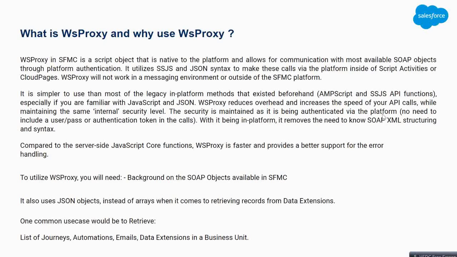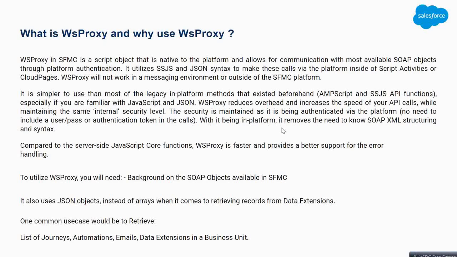So if you are familiar with server-side JavaScript or AMP-script, you might know that we have to use authentication, get the auth token, and then pass the client ID, client secret, and all those, and only then can we retrieve information or perform some activities. But in WS proxy, that is taken care of by the platform itself, which makes it very simple to use, and we don't need to bother about those things.